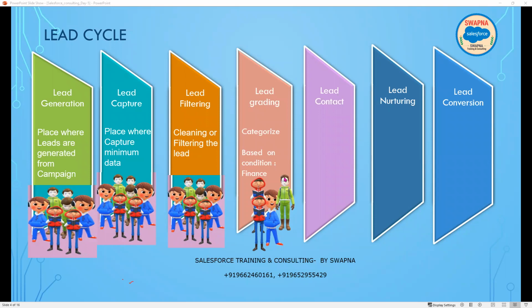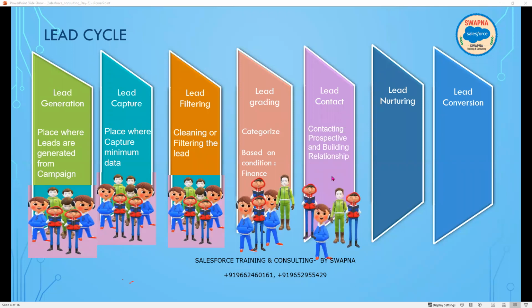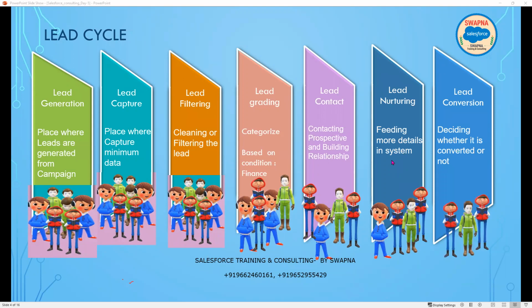Once we're done with the lead grading, again we will call those team members and try to build the relationship with them. We will contact them and ask a few more details while discussing. We will get a few more details about where the leads are, and we will feed those leads into the system. Once we feed them into the system, this is the point we know that these leads are genuine leads, and they are ready to convert.